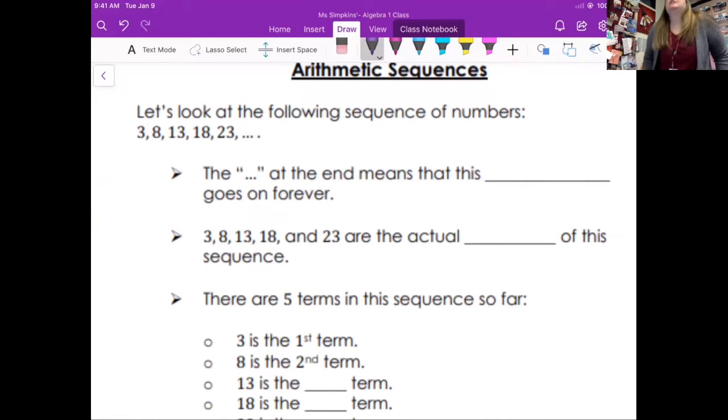We're going to talk about sequences, which I really enjoy because you see a lot of sequences, especially in real life math. If you've ever taken an IQ test, sequences are usually on an IQ test, like patterns, whether it's picture patterns or number patterns.